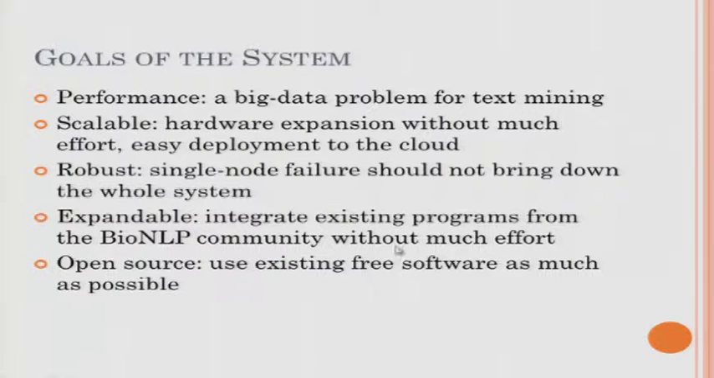So the goals of the system: first is performance. We want to process all PubMed articles with our ontologies very efficiently. And second, scalable. So if we can scale the whole system very easily, potentially using Amazon Web Services, then we can add a lot of other new ontologies into this system. And robust, so a single node failure shouldn't bring the whole system down. And we don't expect any data loss because of a single node failure.